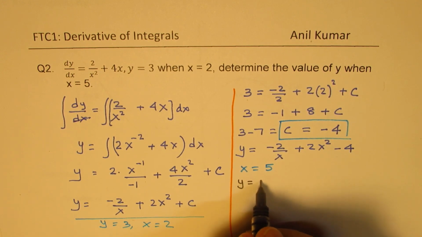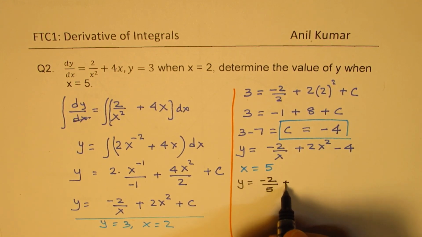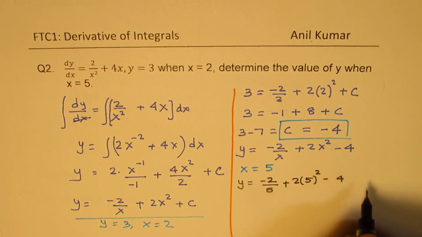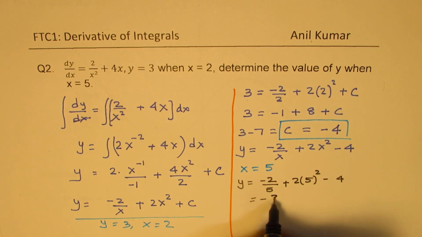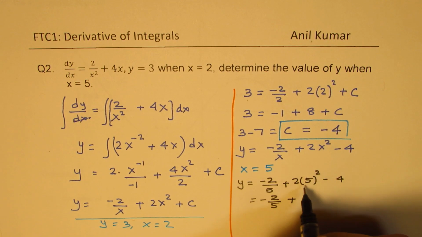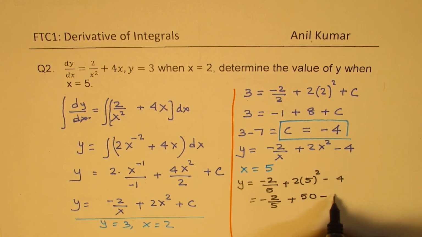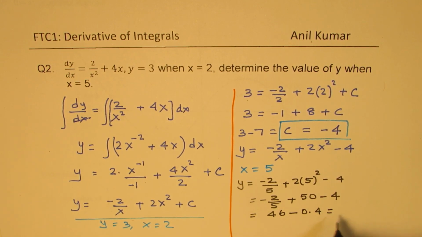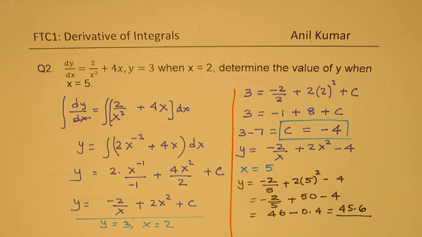So we get y equals minus 2 over 5 plus 2 times 5 squared minus 4. We can write this as minus 2 over 5 plus 25 times 2 is 50 minus 4, right? That comes in decimals, so 2 divided by 5 is 0.4, so we could write this as 46 minus 0.4. That gives us 45.6, correct? So that becomes the answer, right?